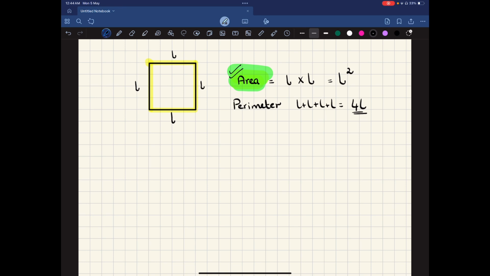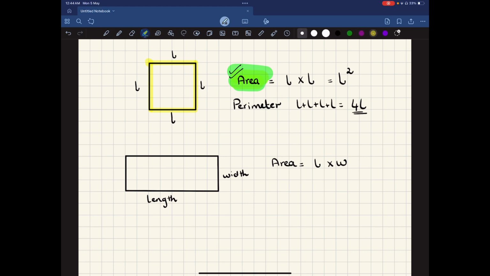Now let's move on to the next shape, which is a rectangle. So this is the length of the rectangle. This is the width or the breadth. So the formula for calculating the area of a rectangle is length into width. And the formula for calculating the perimeter is basically L plus W plus L plus W.